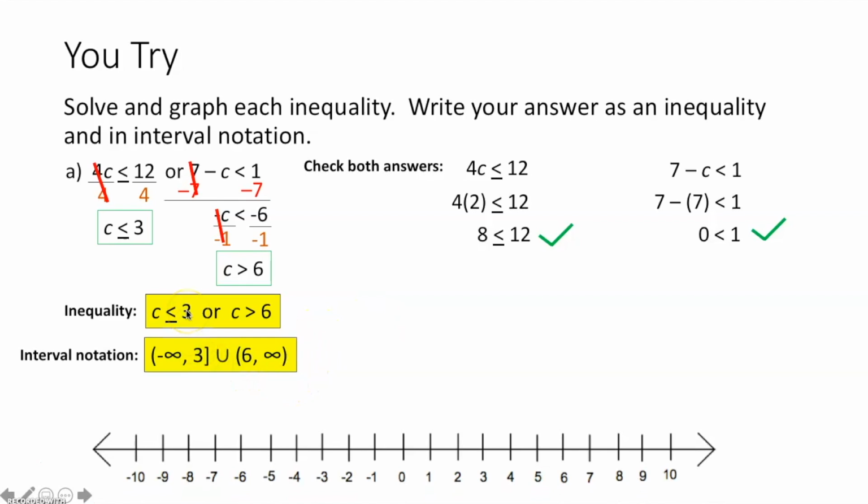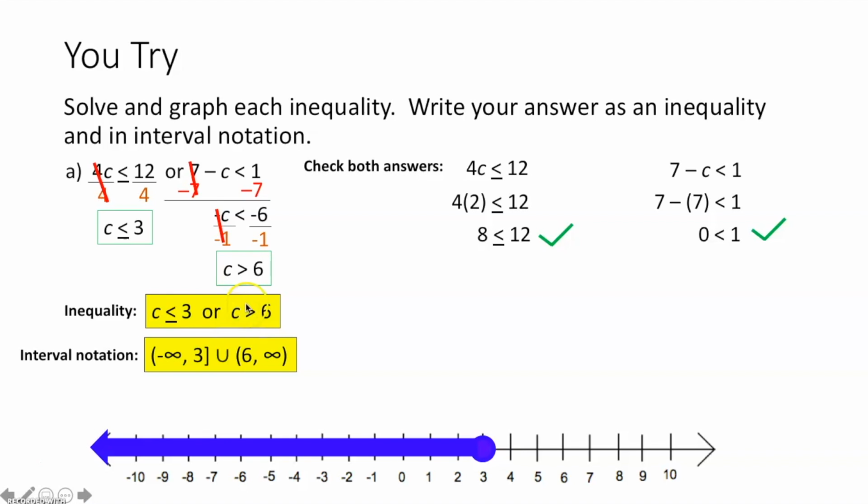At 3, I'm going to put a closed circle. So I go to 3, put a closed circle because there's an equal sign here. And I want all C values less than or equal to 3. So I shade to the left. That's all values less than or equal to 3. Again, since my variable is on the left, my inequality symbol points in the direction I'm supposed to shade.